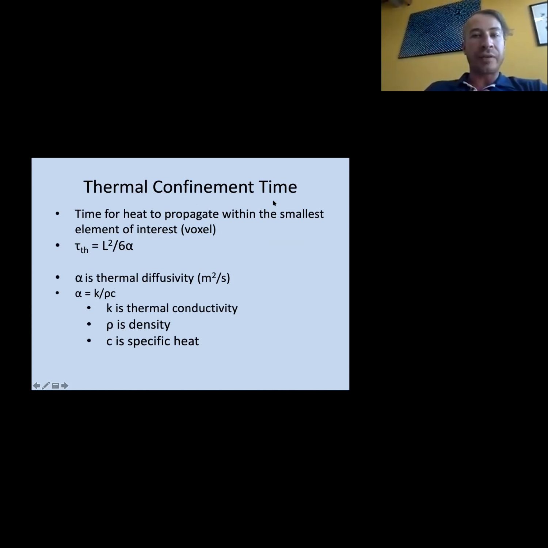Concurrently, the thermal confinement time, it's the time for the heat that's generated to propagate within that voxel. So here the thermal propagation time is this same length squared over 6 alpha, where alpha is the thermal diffusivity. Something like copper is going to have a really high thermal diffusivity. And you can see here what it's based on.